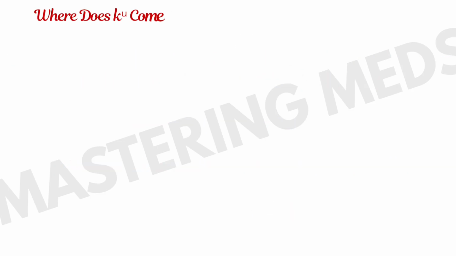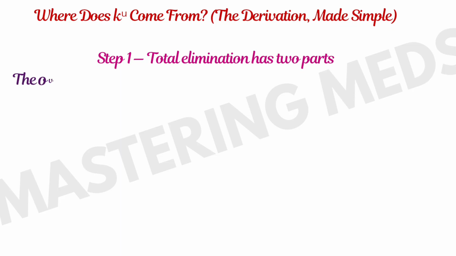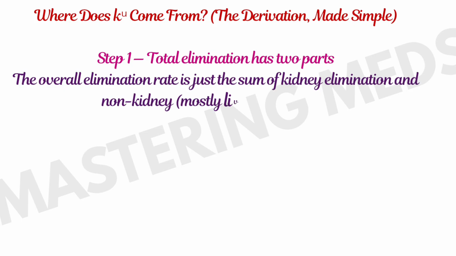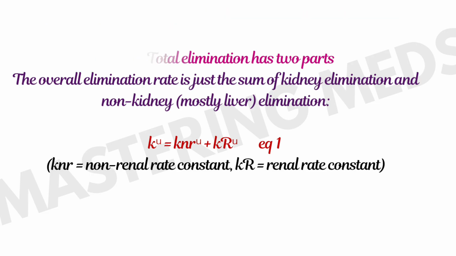Where does Ku come from? The derivation made simple. Step 1. Total elimination has two parts. The overall elimination rate is just the sum of kidney elimination and non-kidney, mostly liver, elimination. Ku equals KNRU plus KRU, equation 1. And KNR equals non-renal rate constant. KR equals renal rate constant.